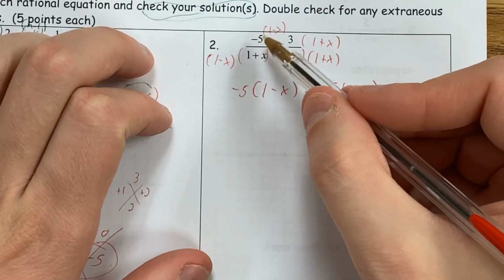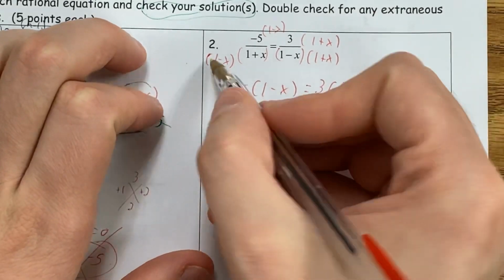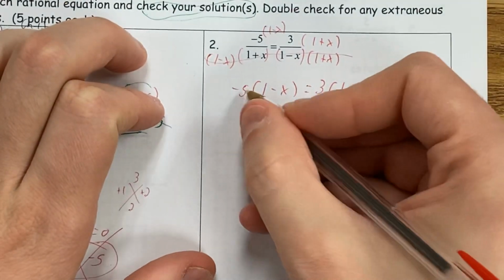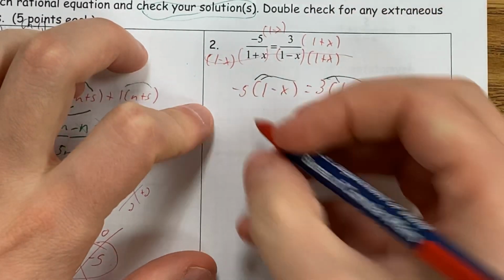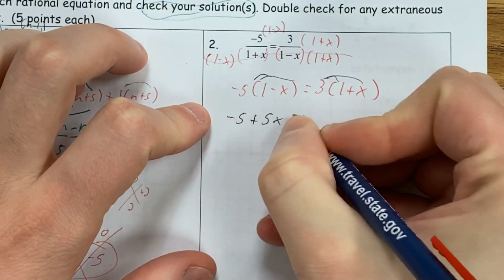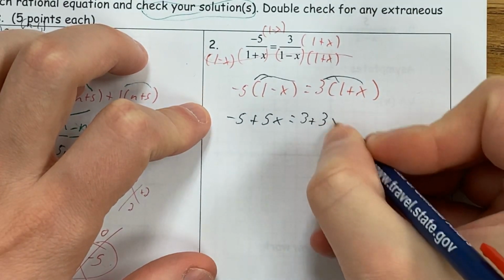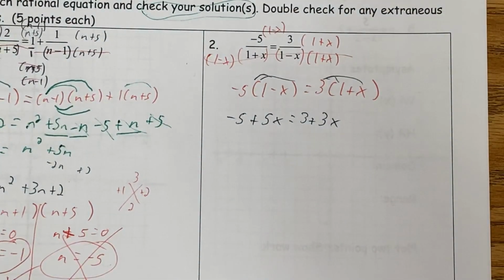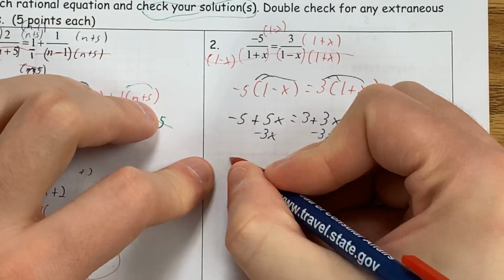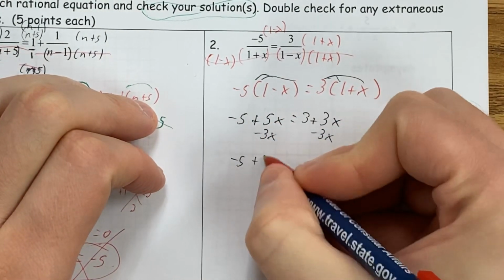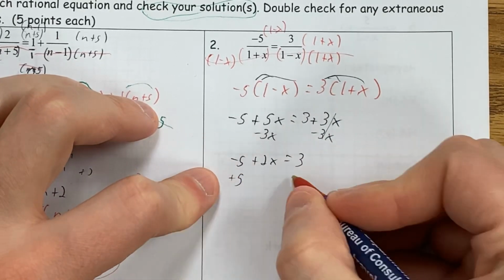So hopefully that makes sense, seeing it there. Just doing it top and bottom, top and bottom. The bottoms are the same, so you can ignore them. So if you distribute, -5 plus 5x is 3 plus 3x. There you go. So just distributing. Subtract 3x from both sides. Like, solving from here is regular. There's nothing super special going on. So I'll just kind of go through it.